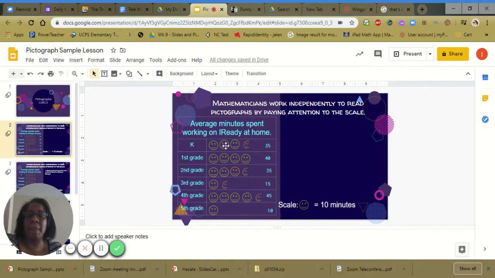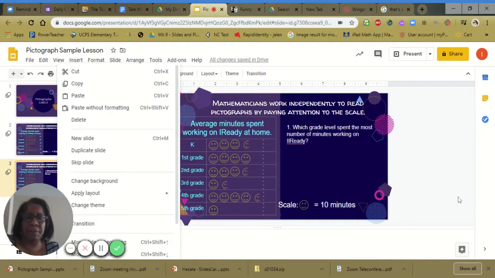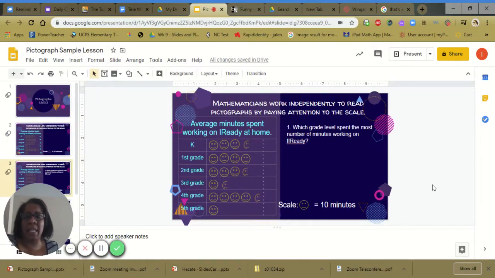Again, rule of thumb is to label your data once you're presented with information by counting through and documenting exactly what each value represents. So now we're going to go through and answer a few questions. Looking at the slide here, it says, which grade level spent the most number of minutes working on iReady?